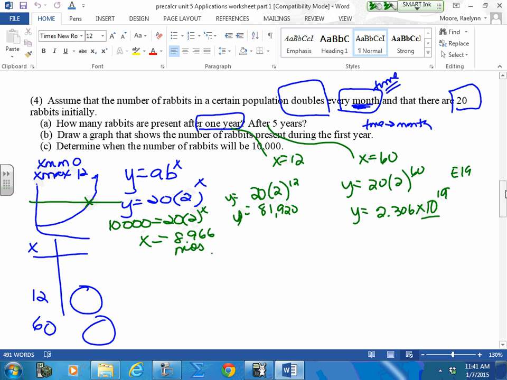Do you see the similarities? When we're increasing, when we're decreasing, doubling, tripling.